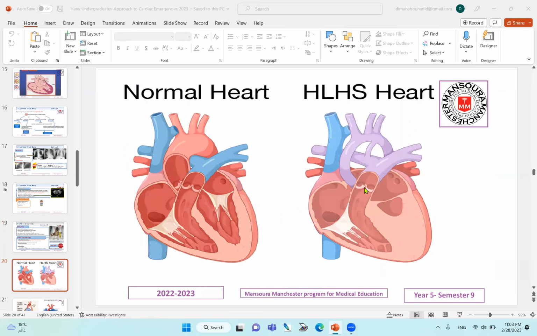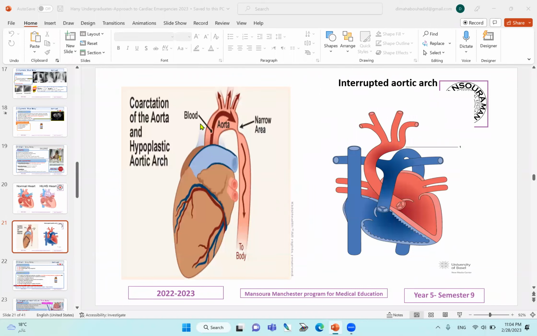There is a picture illustrating hypoplastic left heart syndrome, where you see that the left ventricle is very small and the ascending aorta and arch are hypoplastic. It is supplied by the PDA to give blood supply to the lower limbs across the ascending aorta. Coarctation of aorta, where there is a narrow area here, and the interrupted aortic arch, where the arch stops after the third branch, and the PDA continues to the lower limb to give it its blood supply.